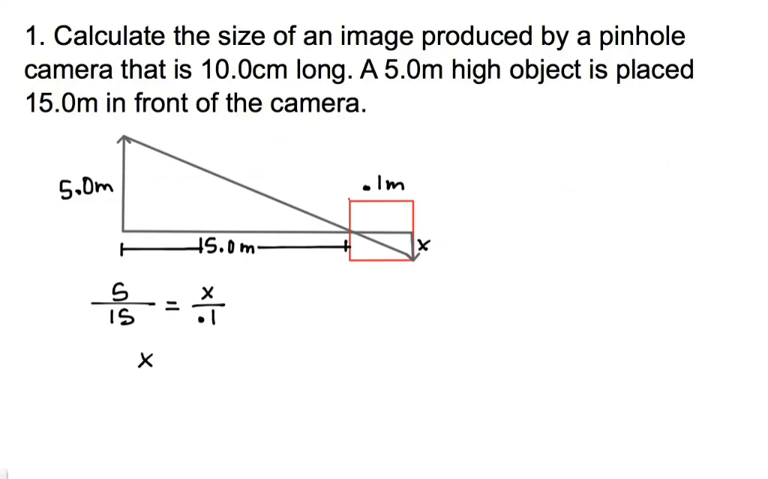So we just multiply 5 times 0.1 and divide that by 15, and that's going to be 0.03333, etc. And we are using 2 sig figs in here, so x is going to be equal to 0.033 meters. Excellent. Let's take a look at another problem.